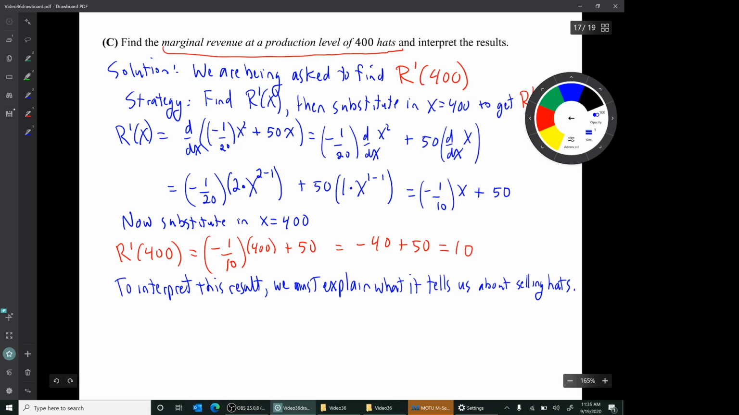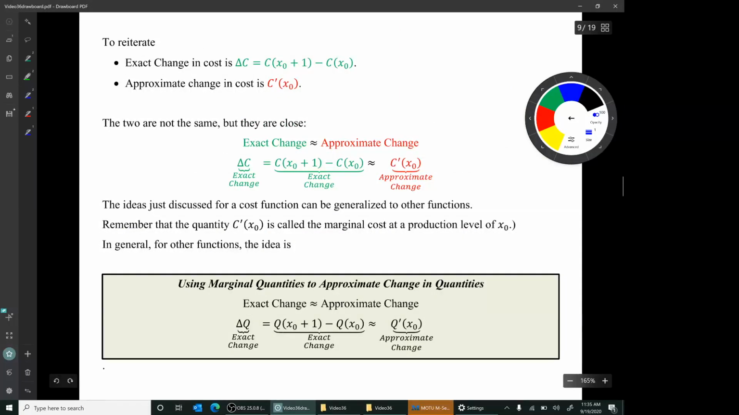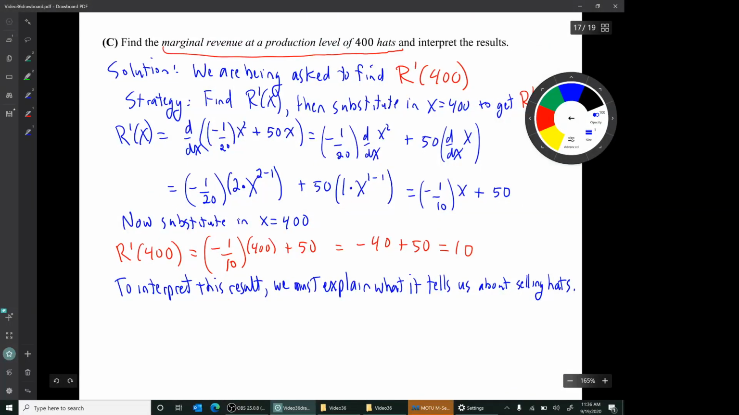Well, for that, let's go back up and review our results from earlier in the video. The idea is this, that we have computed one of these things, R'(400), and it can be thought of as an approximation for this thing on the left, this exact change. That is the amount of revenue from selling 401 hats minus the amount of revenue from selling 400 hats. So interpreting means to just write in words. So there are a couple of ways of doing this. One would be the following.